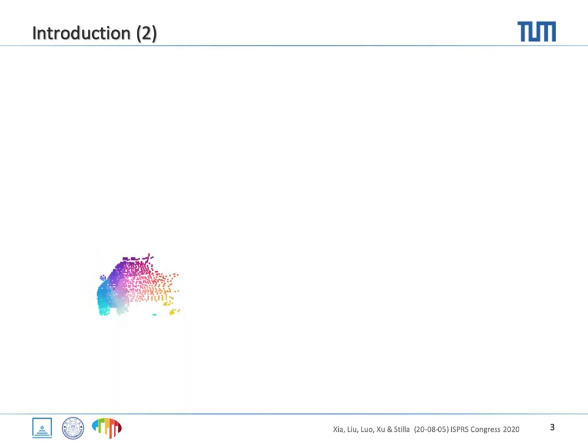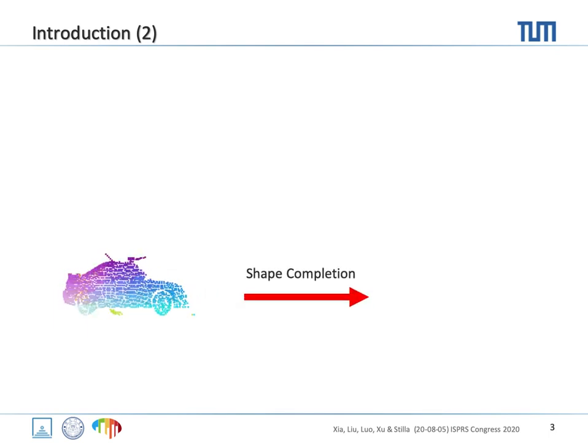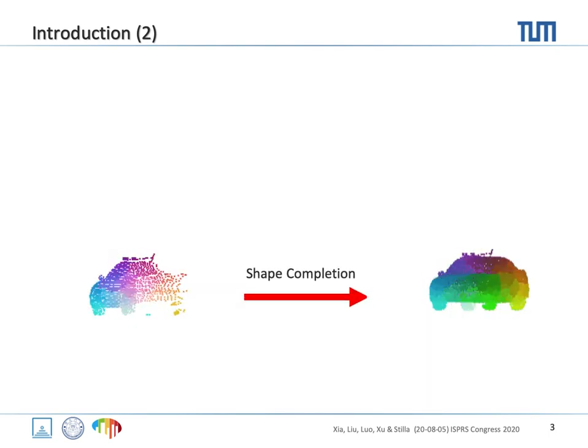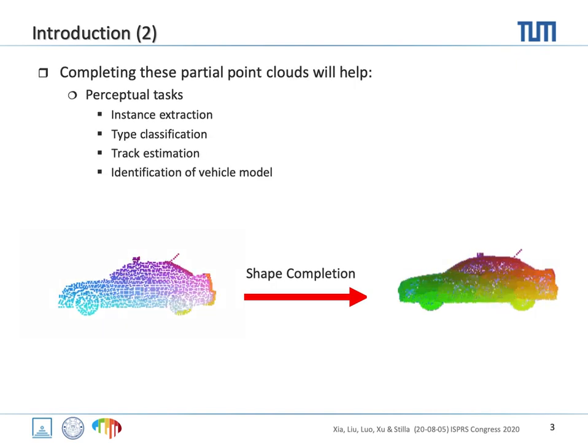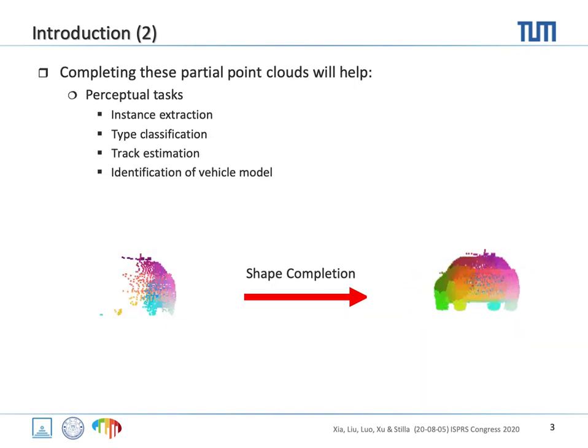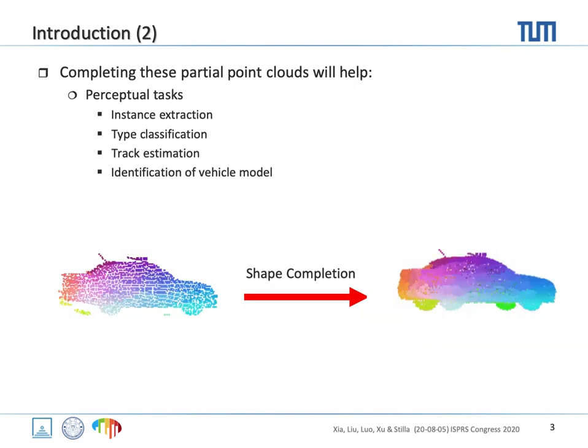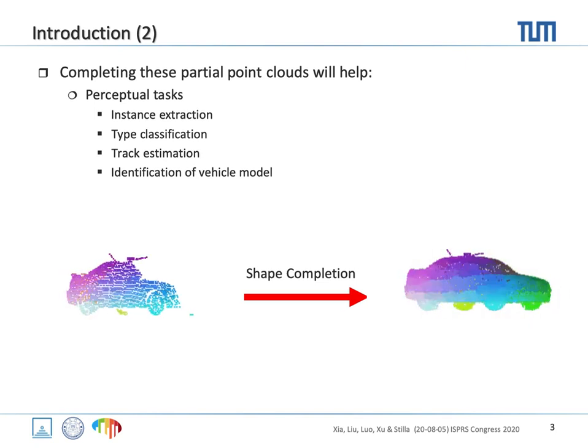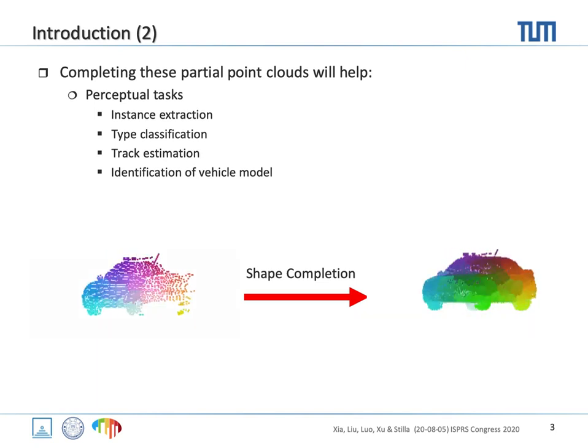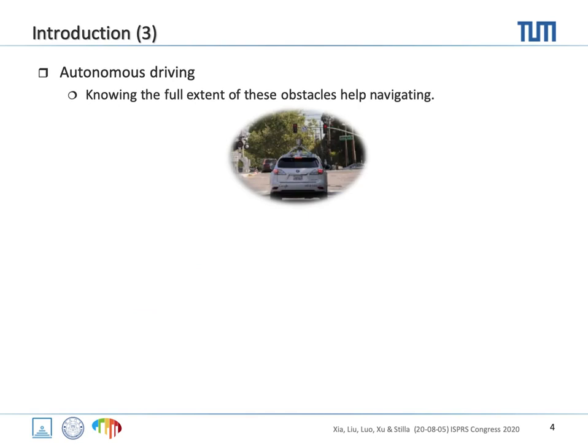Therefore, we would like to have a way to infer the complete 3D geometry of objects from this incomplete sensor data. This problem is known as shape completion. Completing these partial point clouds can be beneficial for instance extraction, type classification, track estimation, and identification of vehicle model tasks. Especially, completing geometric shapes of vehicles plays an important role in the autonomous driving field.